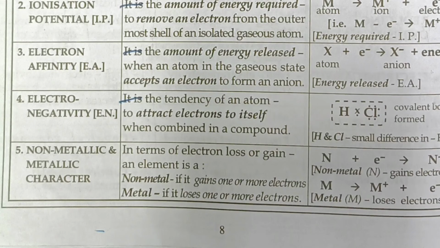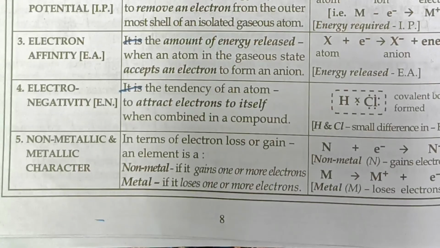Next is electronegativity. It is the tendency of an atom to attract electrons towards itself. I already discussed that. An HCl example is given. In the case of hydrochloric acid, HCl, chlorine is more electronegative than hydrogen, so it accepts one electron of hydrogen by forming a covalent bond. Then non-metallic character: you all know what non-metals and metals are. In terms of electron loss or gain, a non-metal gains one or more electrons, and a metal loses one or more electrons.